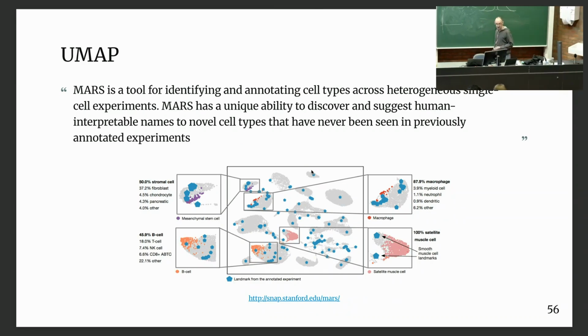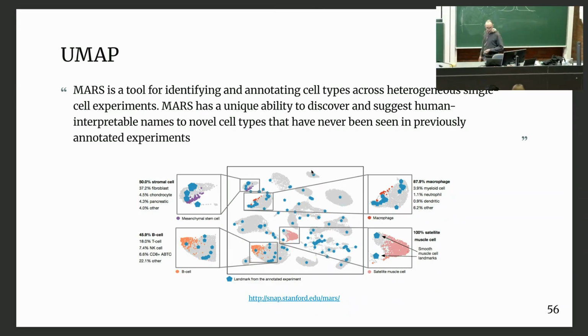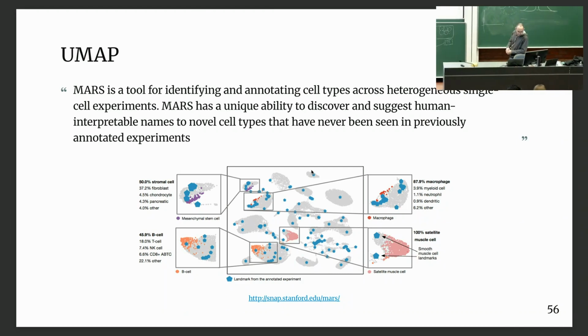Just to give an example, this is one of the more recent publications from Stanford, where they are talking about a tool to identify and annotate cell types across single cell experiments. It has the ability to discover and suggest human interpretable names to novel cell types that have never been seen in previously annotated experiments. What's the map that they show in the middle, and what is the approach that they use to base that on, to find these landmarks and to identify these cells? Well, this map is a UMAP constructed map, basically.